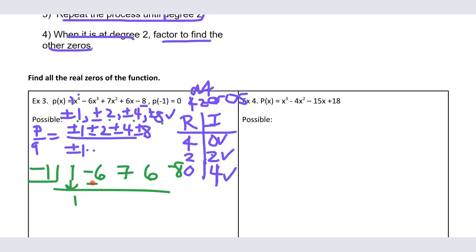1 times negative 1 is negative 1. Sum of negative 7. Negative 7 times negative 1 is 7. Sum of 14. 14 times negative 1 is negative 14. 6 plus negative 14 is negative 8. Negative 8 times negative 1 is 8. Our remainder is 0. Great. That means that negative 1 is one of the zeros.